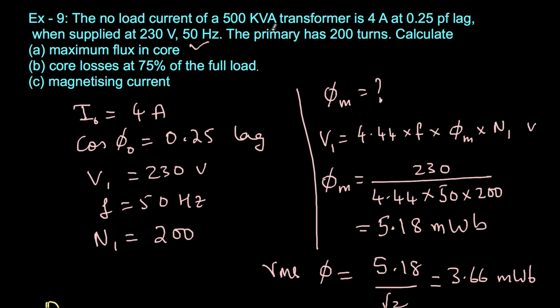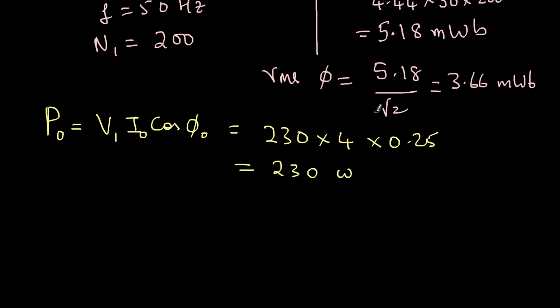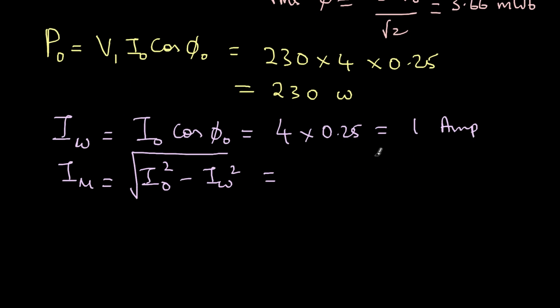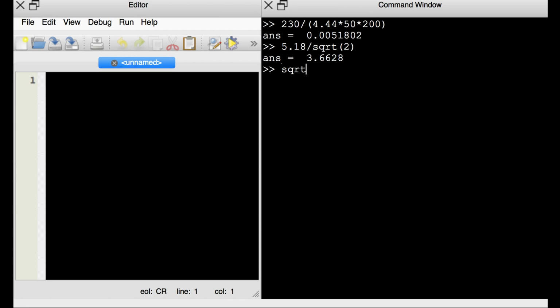Alright, so I calculated this current also, and then magnetizing current. So we had done this before. How do we calculate magnetizing current? First I'll calculate the working component of the current, IW. It is nothing but I naught into cos of phi naught, that is 4 into 0.25, so that is 1 ampere. And I mu is nothing but square root of I naught square minus IW square. So square root of 4 square minus 1 square, square root of 16 minus 1, square root of 15, which is 3.873.